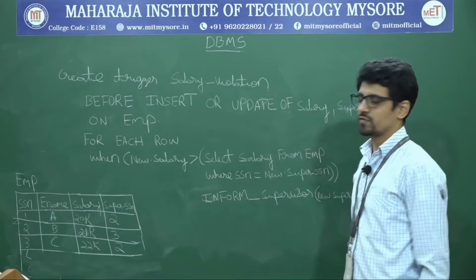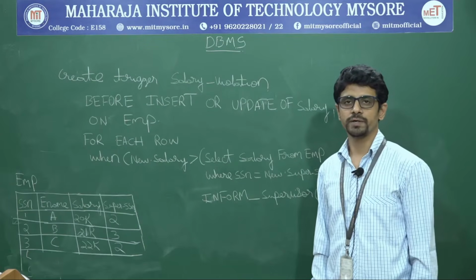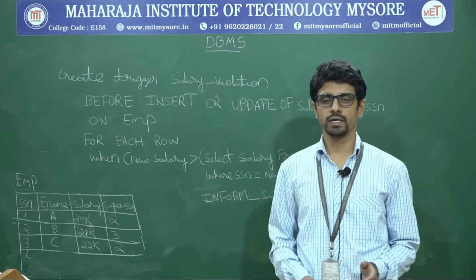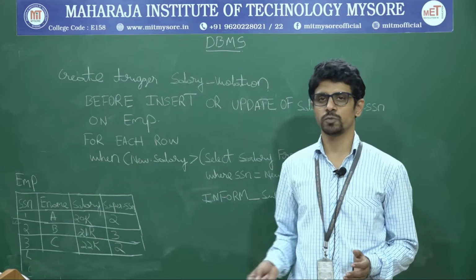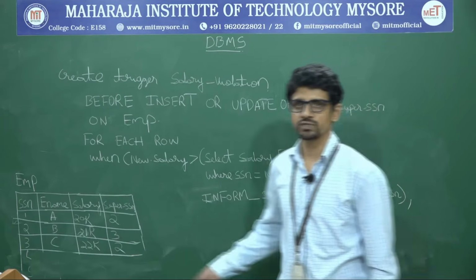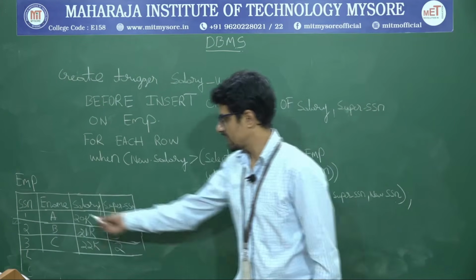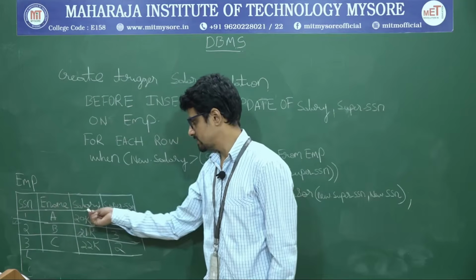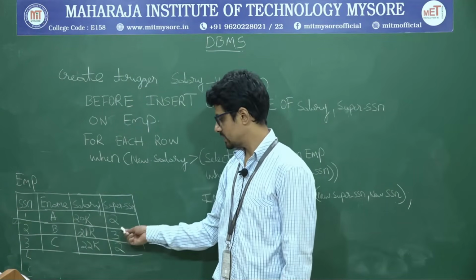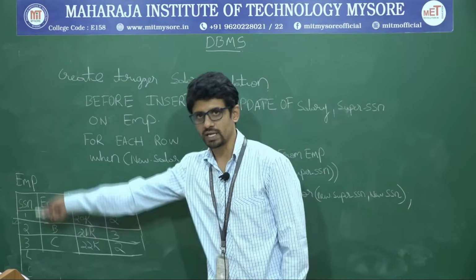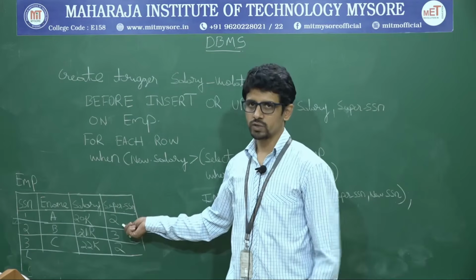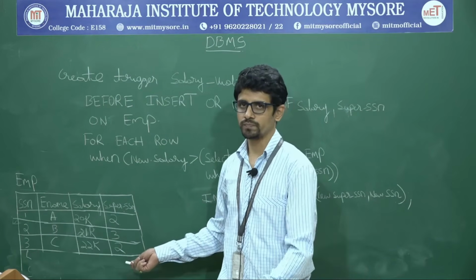Now we have an example of a trigger being written here. As I mentioned, there is an employee table in which we have employees as well as supervisors, both mapped to the same table. As you can see, in this employee table we have SSN, ename, salary and super SSN. Super SSN is a foreign key which refers to the same table. It's a recursive relation. But what does the super SSN mention? Who is the supervisor of whom?